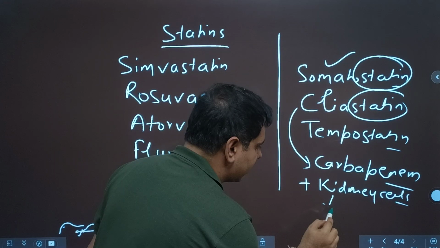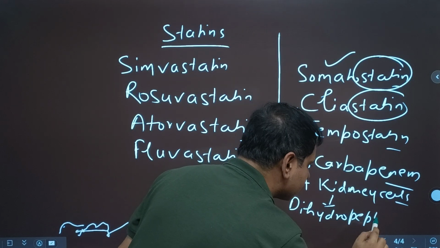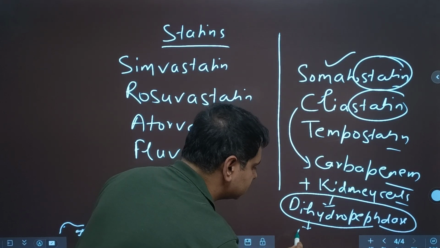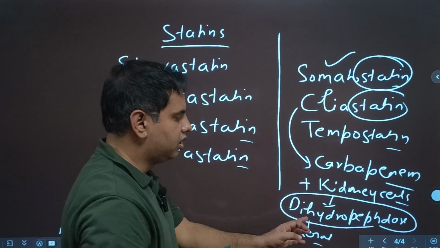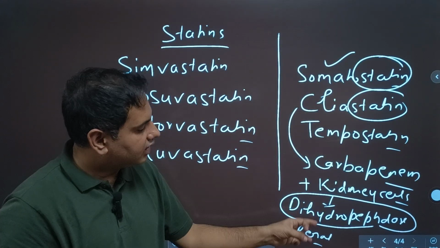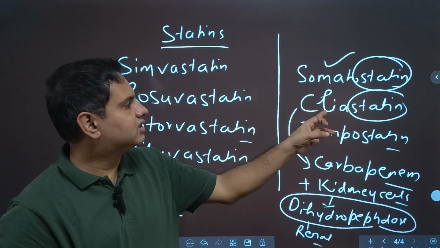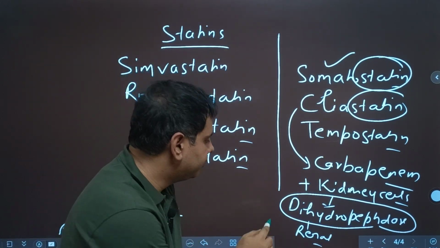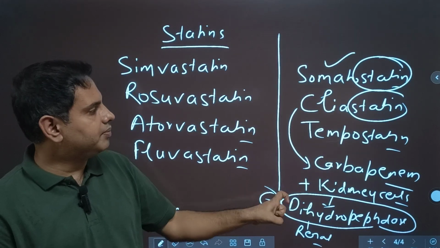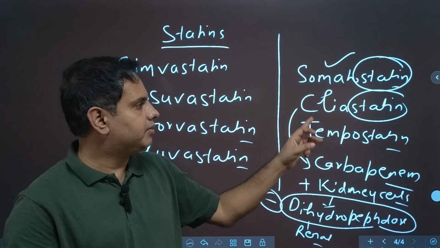Kidney cells have one enzyme, that is dihydropeptidase. Dihydropeptidase is an enzyme which is present in the renal system and does the destruction of carbapenem. To avoid the destruction of the carbapenem by the dihydropeptidase enzyme, we are adding cilastatin. Cilastatin is a drug which inhibits this enzyme, dihydropeptidase, which is particularly present in the renal. So, by this combination, your carbapenem is going to be much more effective. That is why we are combining carbapenem with cilastatin.